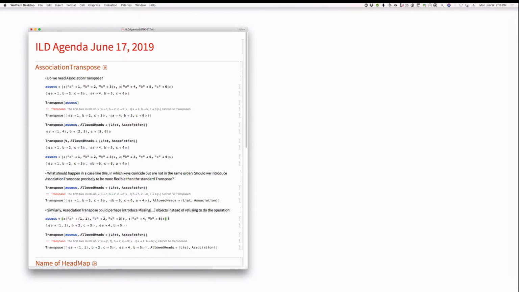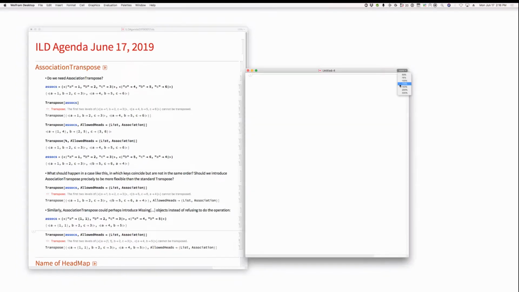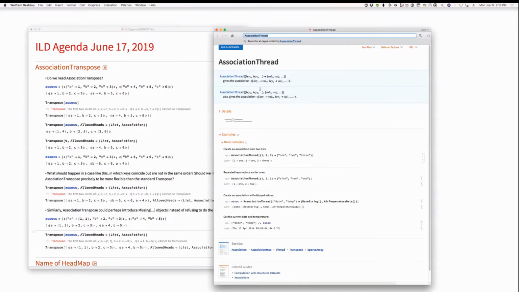What does association thread do again? Well, it's like taking two lists and creating the association. Oh, yeah, right. So association thread is closely related to, I see. In a sense, it's transposing rule and list there. Right, okay. Yeah, this association transpose is a function we need. We should just have it. Are there any other issues about it?